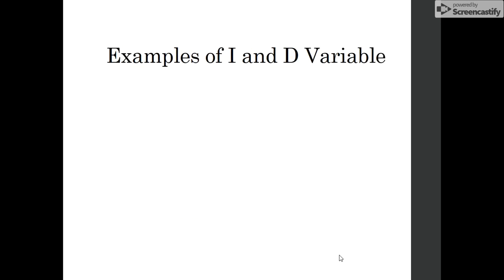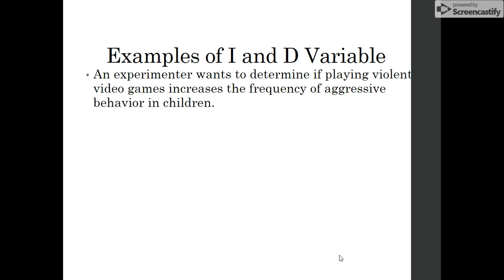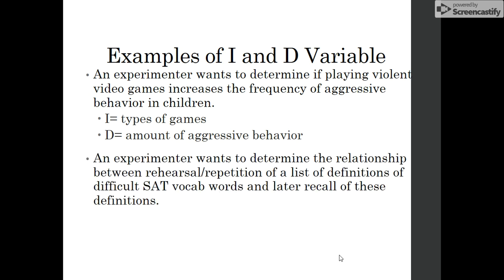All right, so let's look at examples of independent and dependent variables, because that's the best way to practice. The more you look at scenarios, the better you can figure it out. An experimenter wants to determine if playing violent video games increases the frequency of aggressive behavior in children. In this case, the independent variable is the type of games, because that you can change. You can play puzzle games, violent games, whatever. And the effect of that, which is your dependent variable, is the amount of aggressive behavior. Once you look at examples, it kind of makes sense.